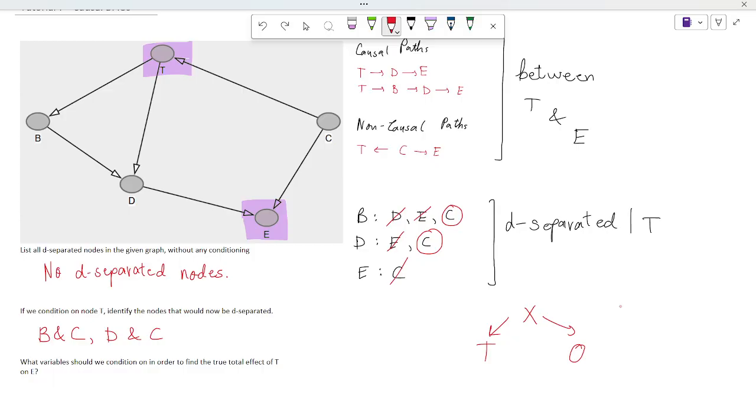At the same time, the third structure that we are aware of is a collider, and collider वाला path already blocked होता है, so you don't have to do anything with that path. Alright, so essentially अब हम T and E के बीच में सारे paths देखेंगे, and we will look at all the backdoor paths, and then you have to block all the backdoor paths. So let's start listing those.